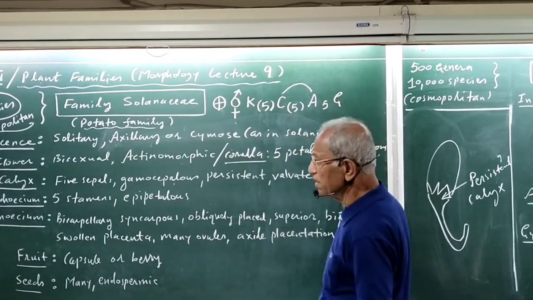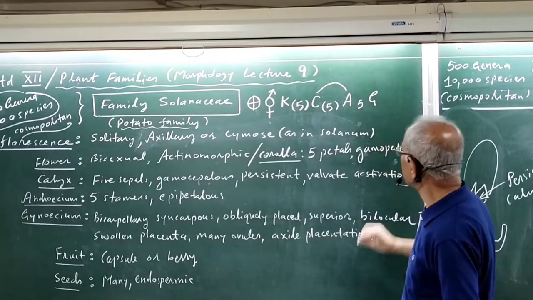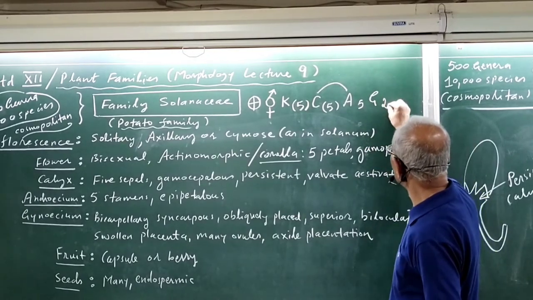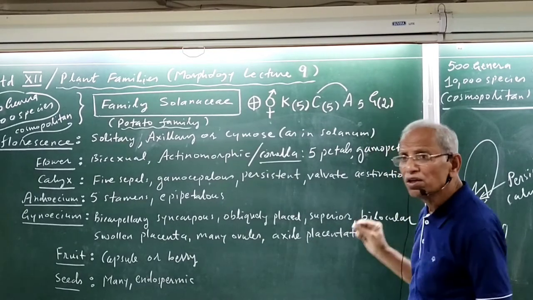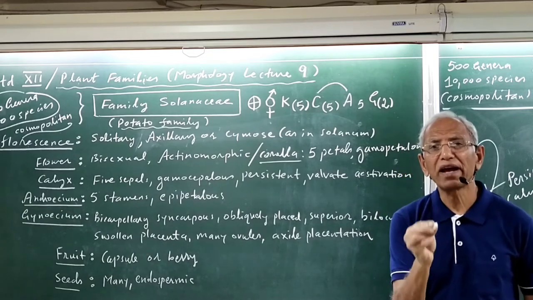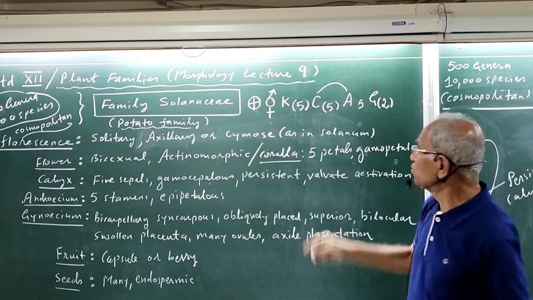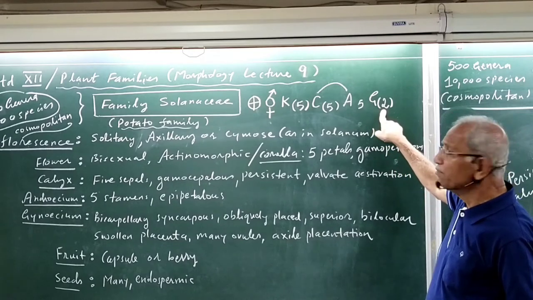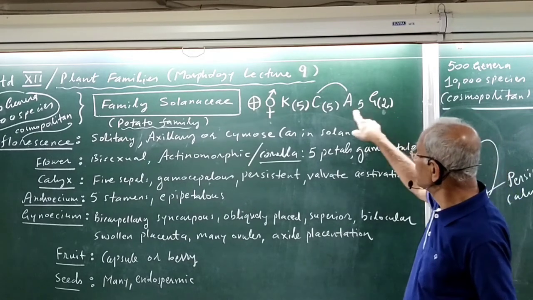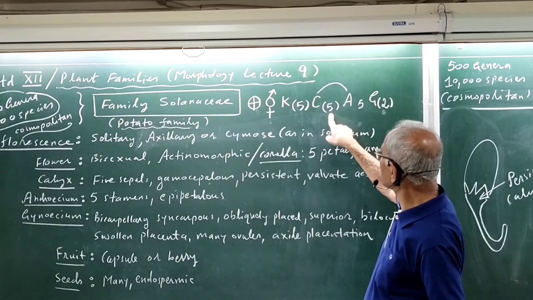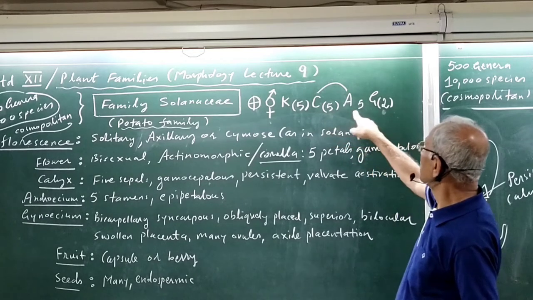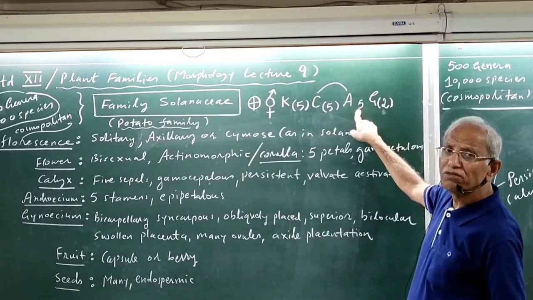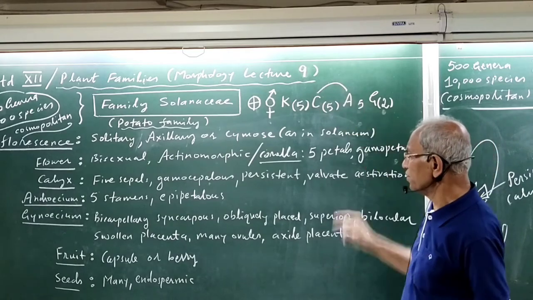Gynoecium is this one, G. Bicarpellary syncarpous, so I will write 2. Syncarpous, so I am writing in bracket. Whenever you write things in bracket, it means united. So this is again the cohesion for gynoecium, just as it was the cohesion for calyx. Here there is no cohesion, the stamens are free, and this is adhesion.